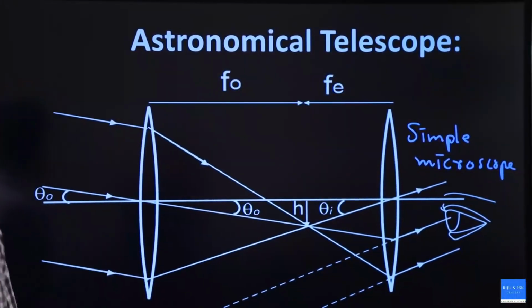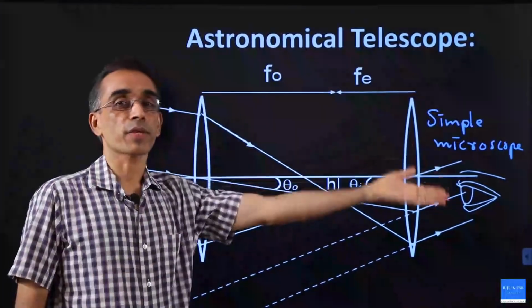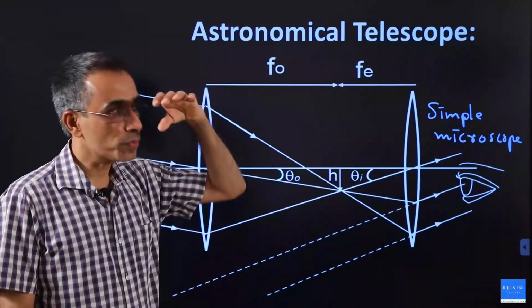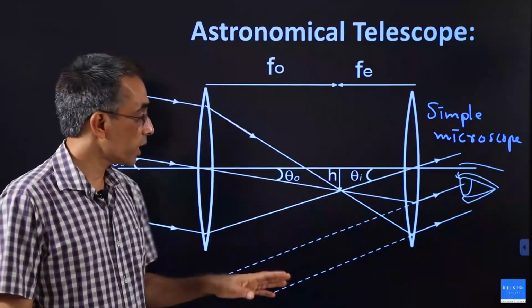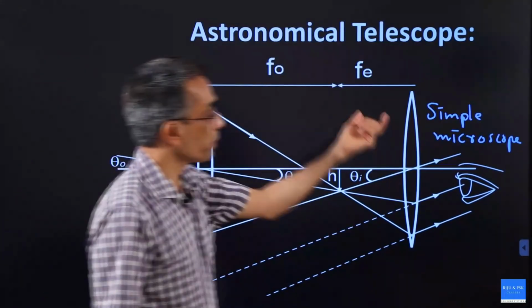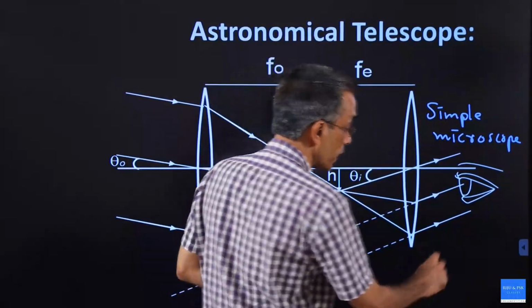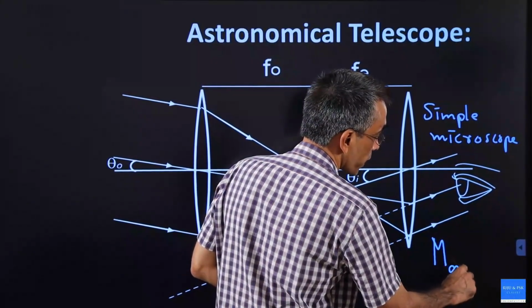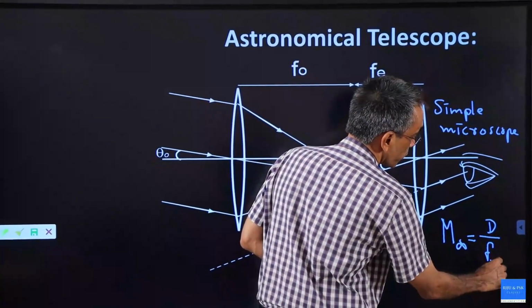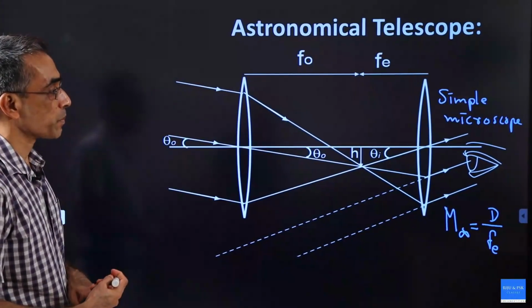Eye lens is a simple microscope whose final image can be at D or at infinity. But normally telescopes are used for long time observation, therefore we want relaxed vision, so the final image is at infinity. So the eyepiece of an astronomical telescope is a simple microscope with the final image at infinity, with the magnification given by D by F of the eye lens. That is the magnification produced by the eye lens.